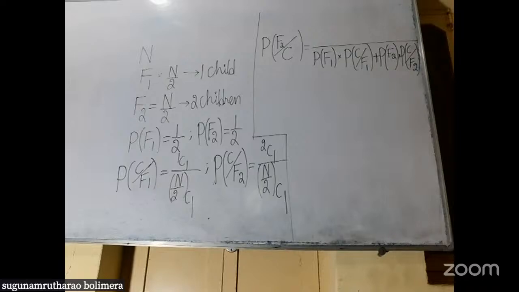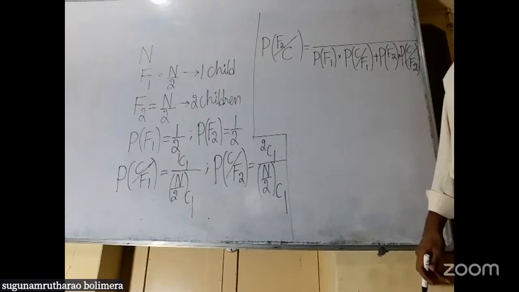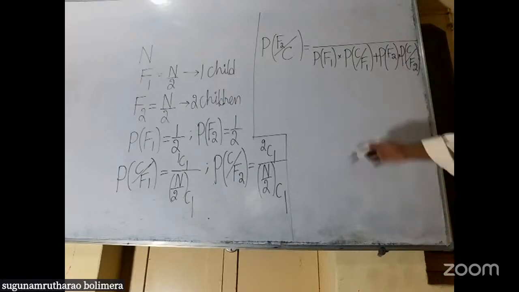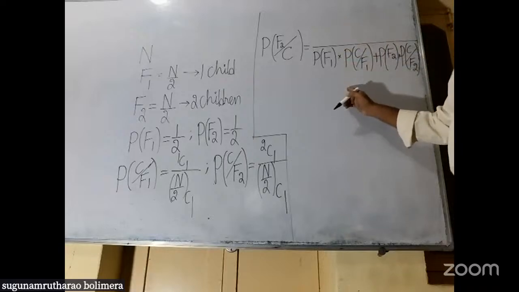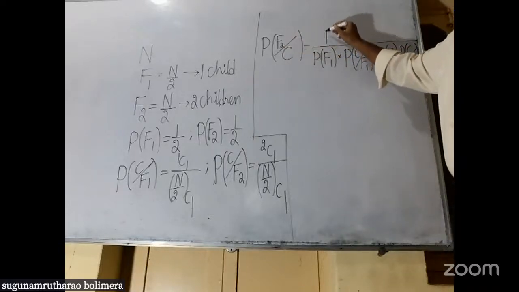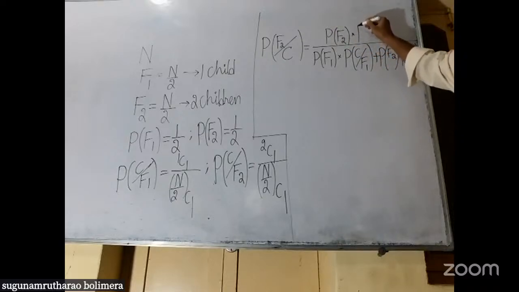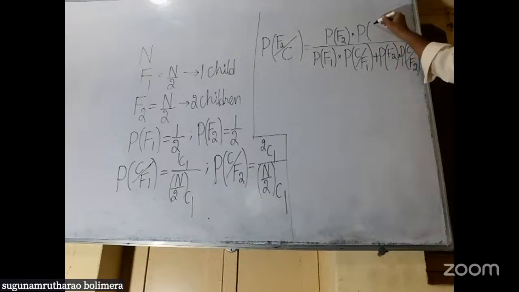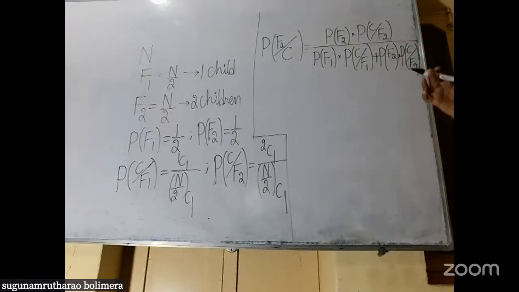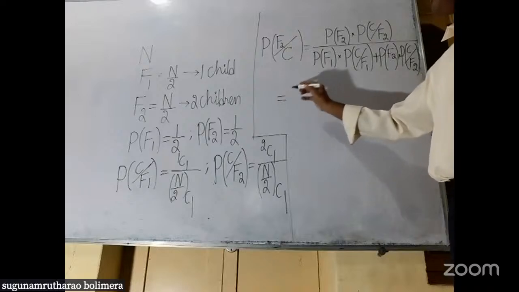So what is the favorable? Favorable: having a sibling, F2. So P of F2 into P of choosing a child from F2. Everything is there on the board. Please tell me the answer quickly. Make it fast. I don't want to waste the time.